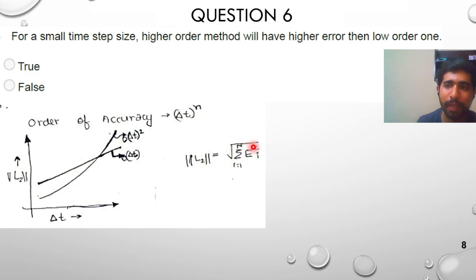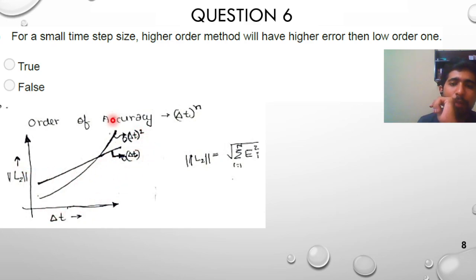Okay, this error is nothing but whatever value of velocity I have got minus the analytical velocity, the whole square. So that is the error square. That is how I calculate the L2 norm. Now I plot this L2 norm with respect to delta t.